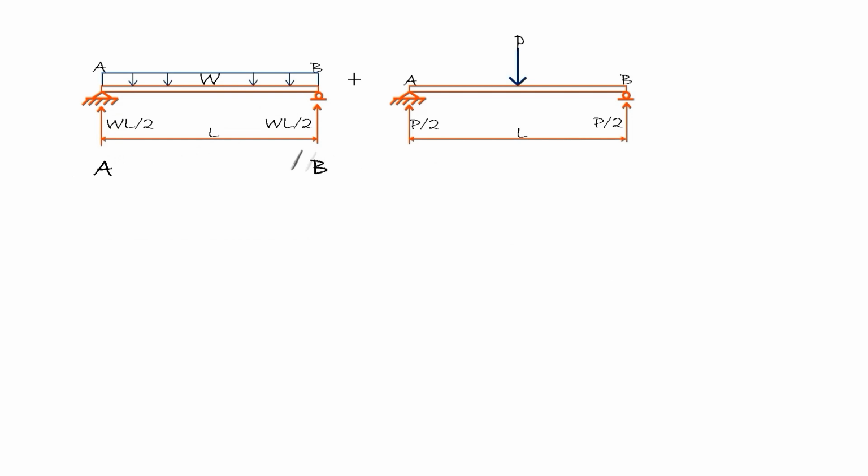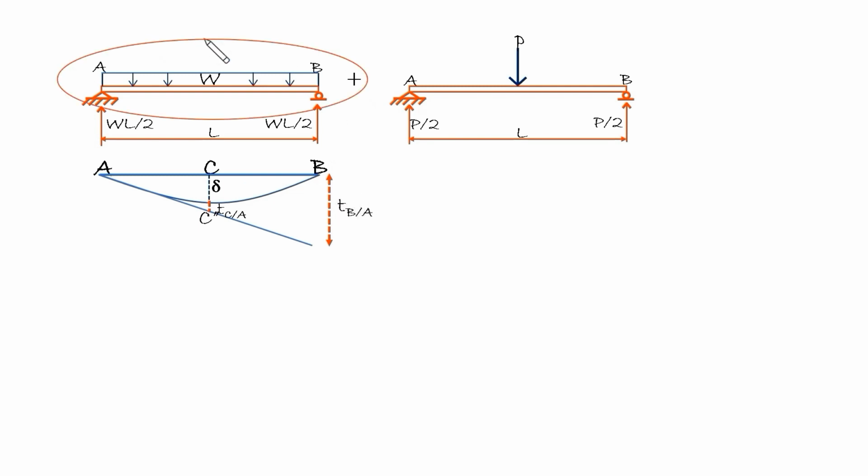Let us draw here the beam elastic curve so we can also draw the area moment diagram. This beam is supported at both ends. So when load is applied on top of this beam, it will deflect, and its deflected shape looks like this figure.